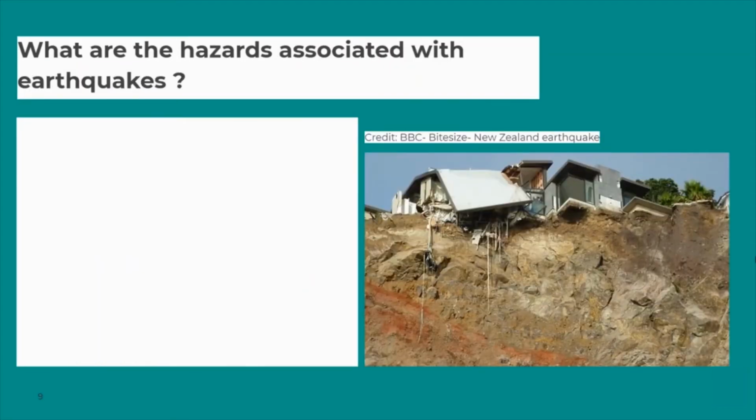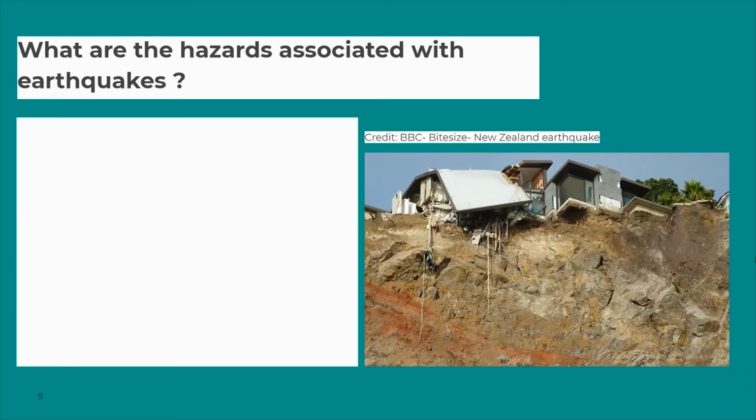Okay, so let's have a look. What are the hazards that we associate with earthquakes? Now, earthquakes are very different. Earthquakes occur and the ground shakes. So have a look at the picture that you can see. What is the hazard there? And this is literally a say what you see.